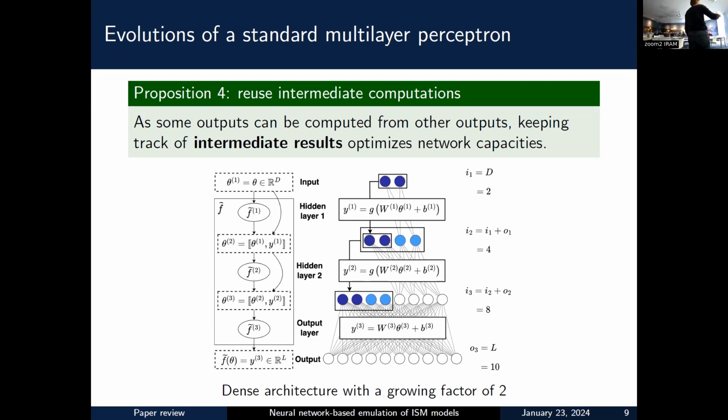In particular, we are able to have a network which is deeper with fewer parameters, so able to approach really nonlinear functions with only a few parameters.